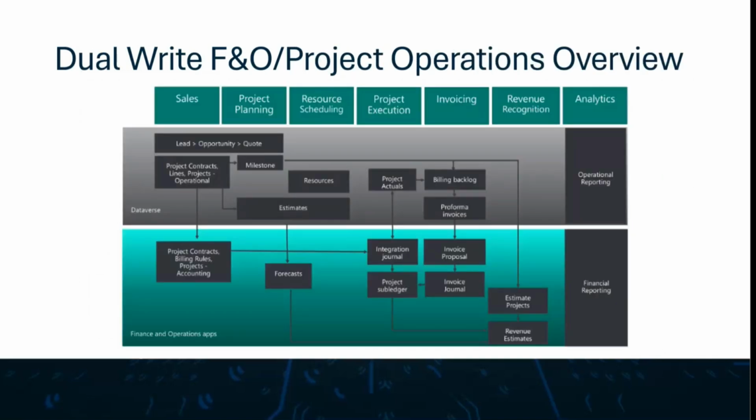So let's transition over to project operations. This is a lot of functionality because project operations is a little bit more complex. But you can see some of the things like the lead, opportunity, quote side of things. All of that functionality is within project operations. But then we have our contracts in project ops that are feeding to project contracts and so on in F&O. And then we're going through the life cycle of a project where we're staffing resources. Those resources feed from F&O over to project ops, etc.